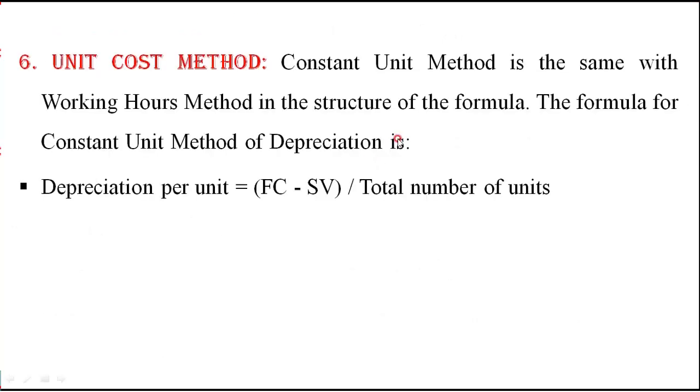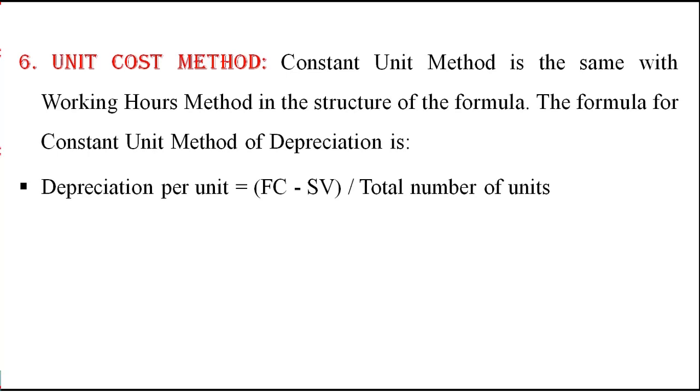Then the last one is the unit cost method. That is the sixth one, the unit cost method. Here in this method, which you can also call the constant unit method, the structure of the formula is the same as the working hour method. The formula for the constant unit method of depreciation is: depreciation per unit is equal to FC minus SV divided by total number of units.